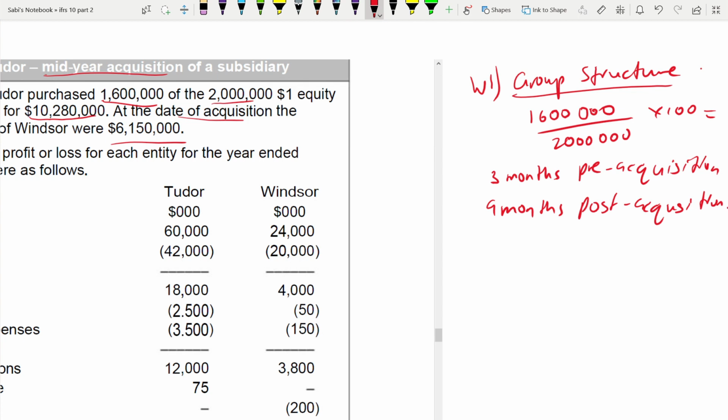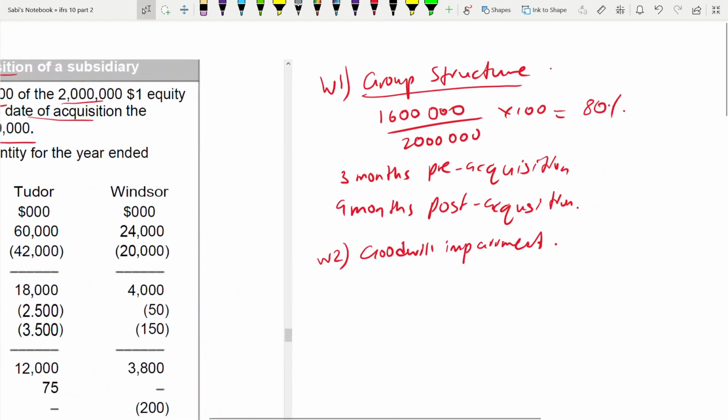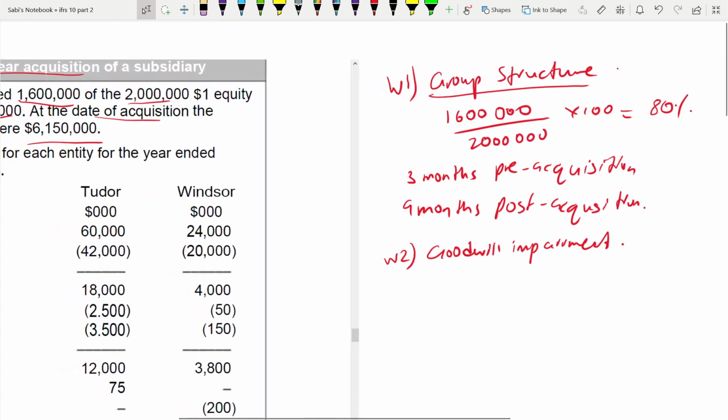Now coming to working number 2. Okay, goodwill impairment. But remember, even for goodwill impairment, you need small workings. What do you need for goodwill? For goodwill impairment, first you need to calculate goodwill. Goodwill has not been calculated for you. Okay, but you have been given the recoverable amount. So what do you need to calculate goodwill impairment? You're not calculating goodwill impairment. You need net asset of the subsidiary.